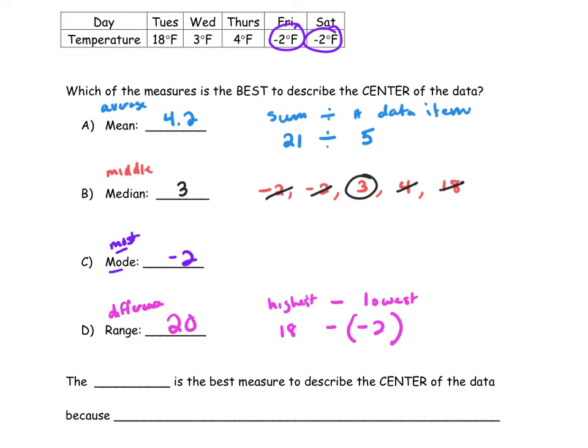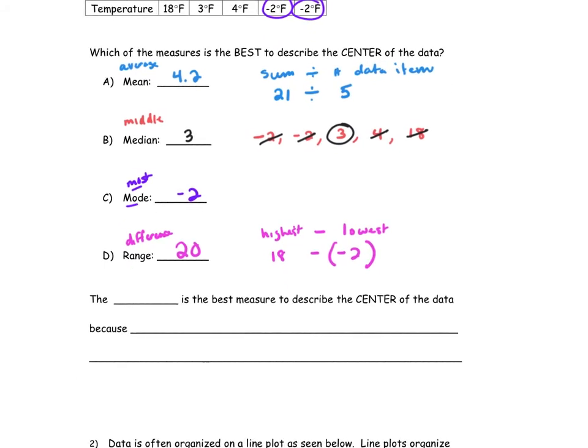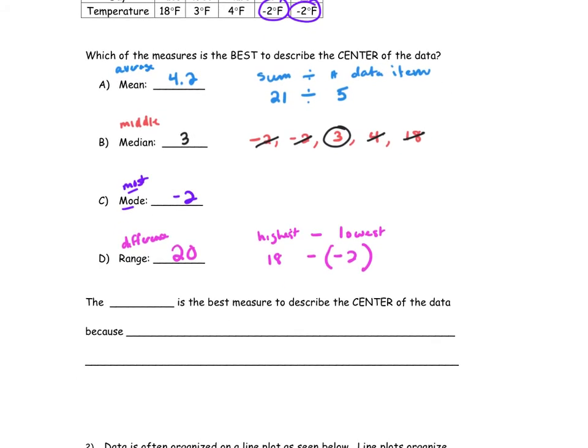So we're asked, once again, if we go back to the question, which of the measures is the best to describe the center of the data. And I want to start out talking about the range. Well, the range is not a center of the data. It's telling us the spread. It's the spread, the difference from the lowest to the highest. So that would not be one we would choose.